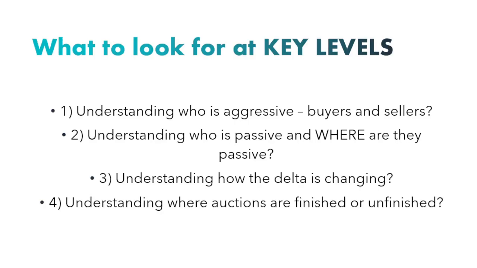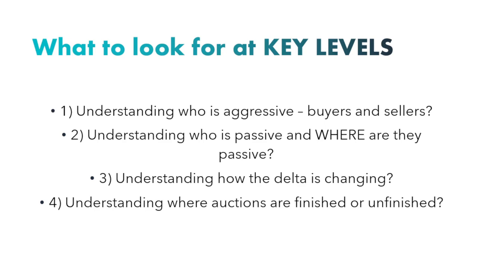So what we look for at key levels is understanding who is aggressive, and then number two, who is passive, and where that is happening. Essentially, where it's happening refers to the title of the slide, which is at key levels, so areas of supply and demand, right? Once you have your aggressive and passive market participants understood, we then go on to understanding the delta, which does actually explain number one and two as well.